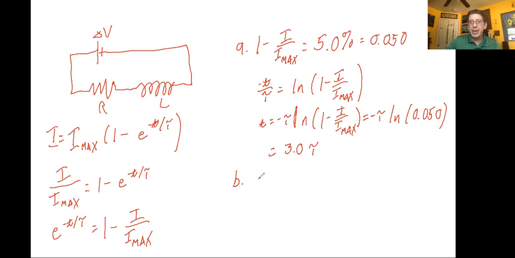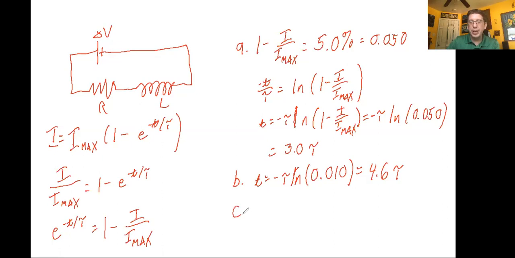So then for part B, t is equal to negative tau times the natural log, and this is within 1%, I believe. Yes, 1.0%. So that's 0.010. And so that's what you put in. And you get 4.6 times tau. So if your time constant is equal to 1 second, it will take 4.6 seconds to get to 99% of your maximum value, or within 1% of your maximum value.